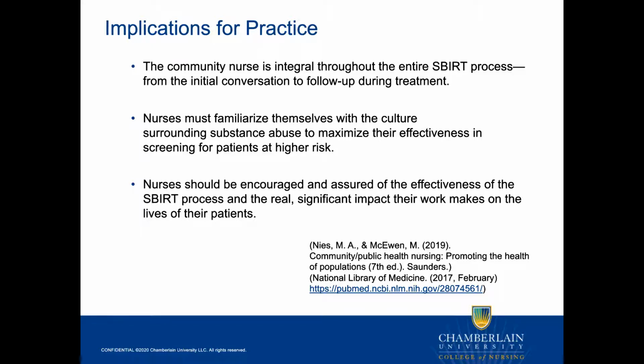SBIRT works. Alcohol use was lower 6 months later by 35.6%, heavy drinking by 43.4%, and illicit drug use by 75.8%. Greater intervention intensity was associated with larger decreases in substance abuse.